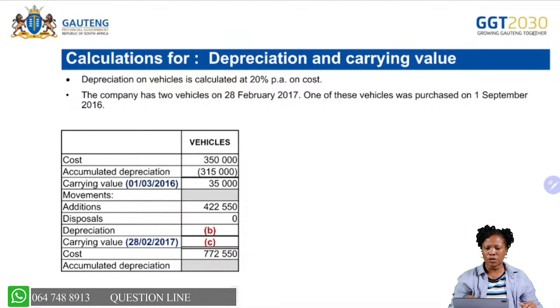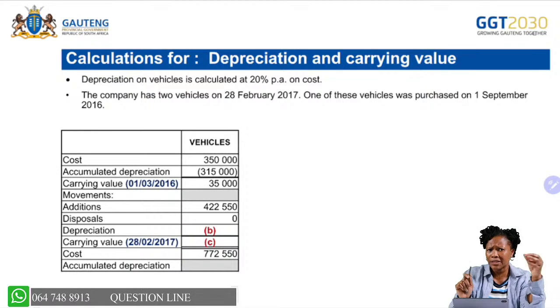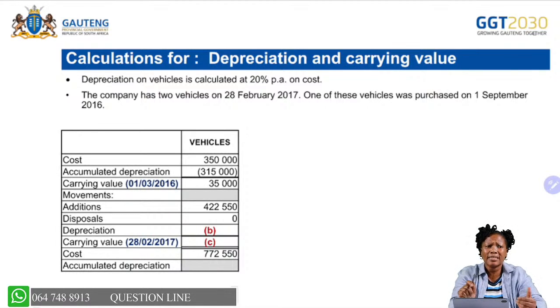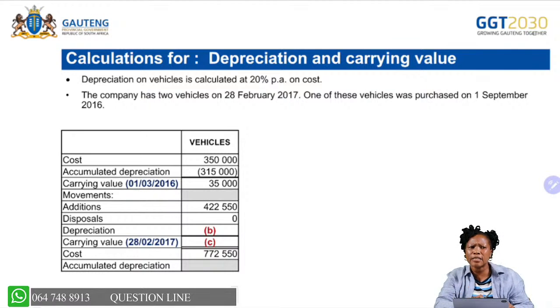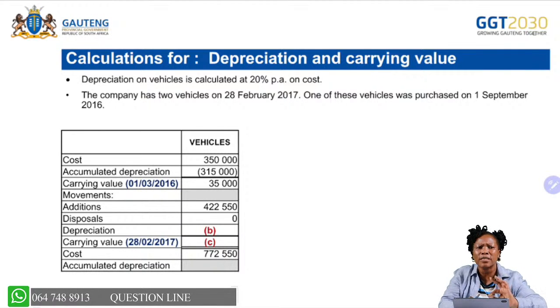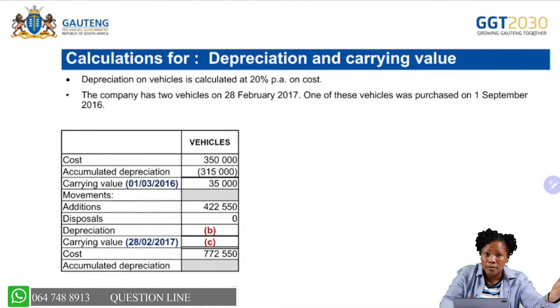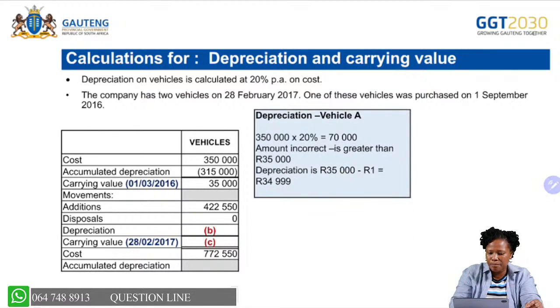We've proven that already, because if you calculate by 20%, that gives you 70,000 rands, which is in excess of your carrying value. As soon as you see that, you just abandon that calculation. For you to earn easy marks, you will say 35,000 minus 1 rand. And then that is going to give you a depreciation of 34,999 rands. I hope you understand that part.